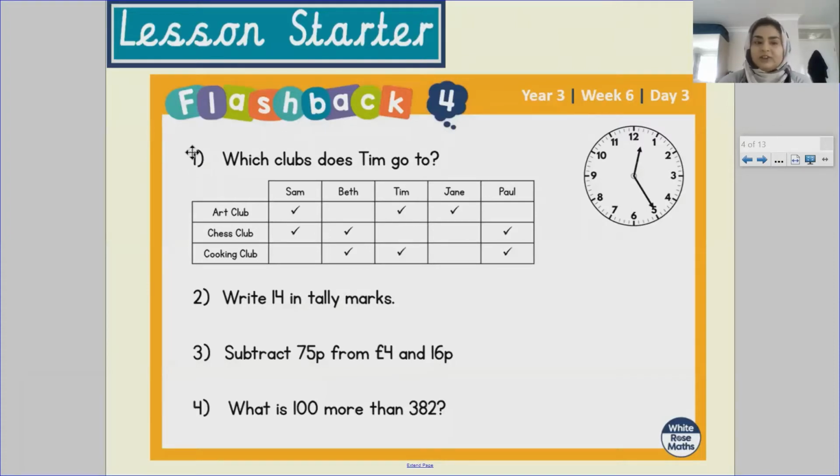So I've got 4 questions for you here. Number 1 says, which clubs does Tim go to? So you need to look at your chart and work out which ones he goes to. And then number 2 says, write 14 in tally marks. Number 3 says subtract 75p from £4 and 16p. And question number 4 says, what is 100 more than 382?